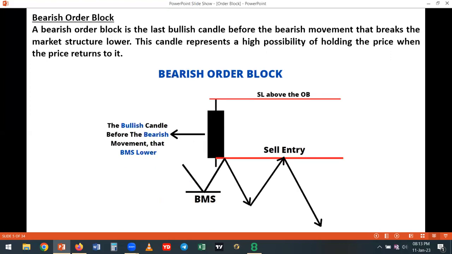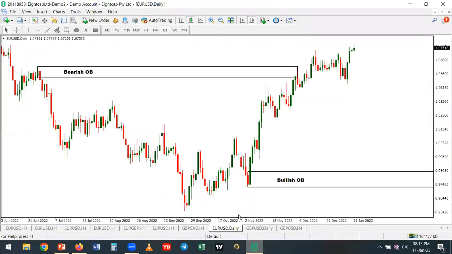Now, the bearish order block is the last bullish candle before the bearish movement that breaks the market structure lower. I'll pull up a chart here to show us exactly what an order block is.